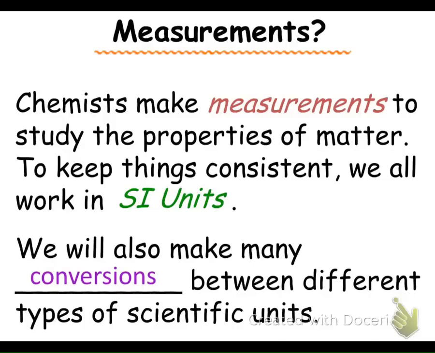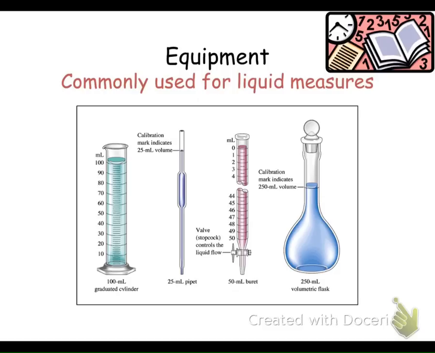One of the biggest things that we're going to do in this class is conversions, and it's really important that we understand how these conversions are going to be made, how we're going to study them, how we're going to calculate them. So chemists make measurements to study properties of matter, and we're going to use SI units to make sure that we keep things consistent. And we're also going to be, like I said, doing a lot of conversions between many different scientific units.